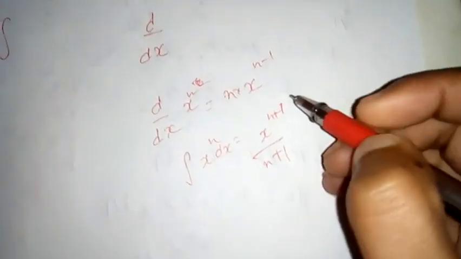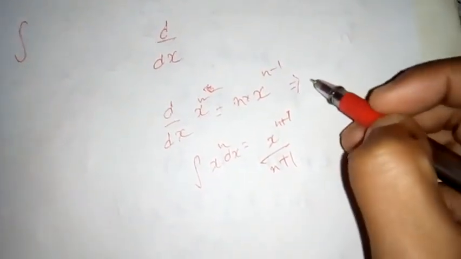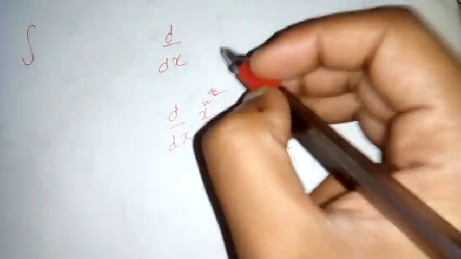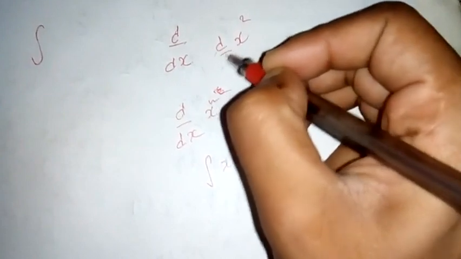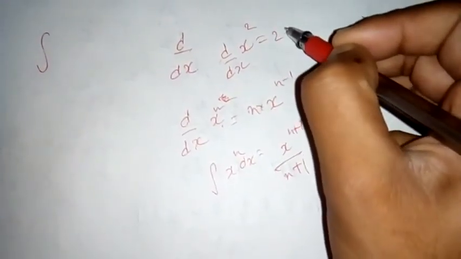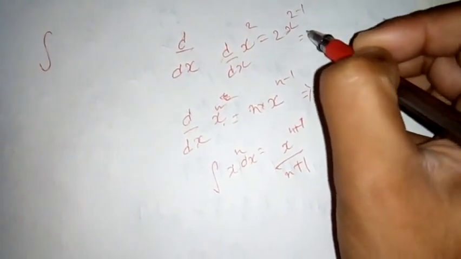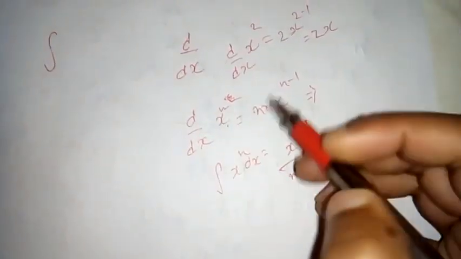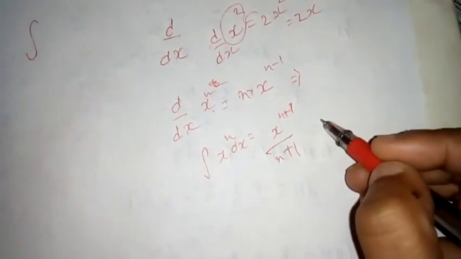If you want an example, here is your example. Take x square and differentiate it. It should become n, that means 2, x to the power n minus 1, which is 2 minus 1, so the answer should be 2x. If I integrate this 2x, I should get back this answer.